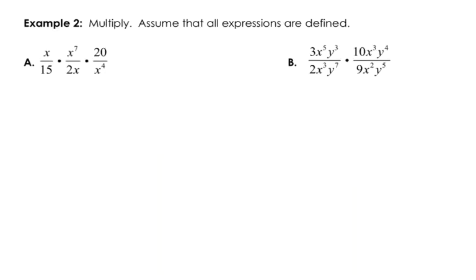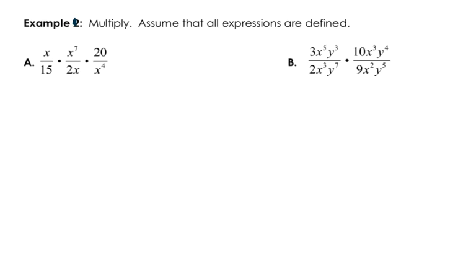Alright, I have no clue why it says example 2 instead of example 1, so if it bothers you, just change that to a 1. Alright, so we're going to multiply. I want you to assume that all of the expressions are defined, meaning we're not going to have a 0 in the denominator. So, nothing we have to do there.